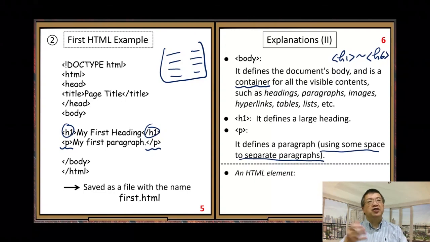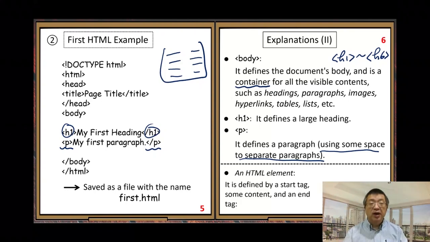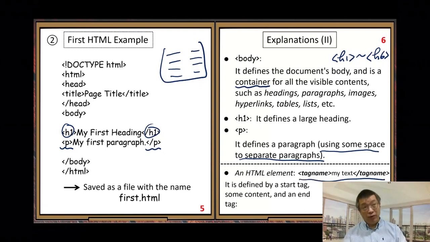Then the concept of an HTML element. We have used this concept already many times. More specifically, what is an HTML element? It is defined by a start tag, then some content, the text piece, and then an end tag. The format is like this. We saw it before. So that is the element concept.